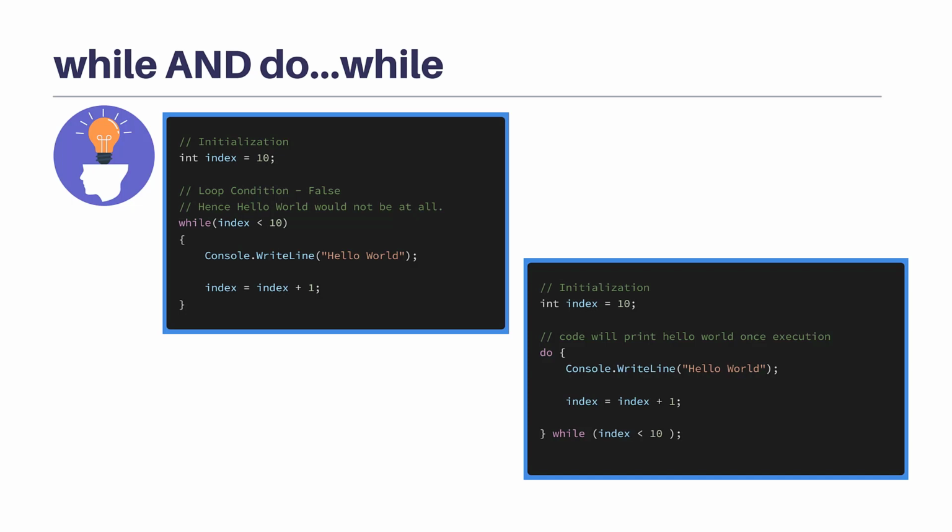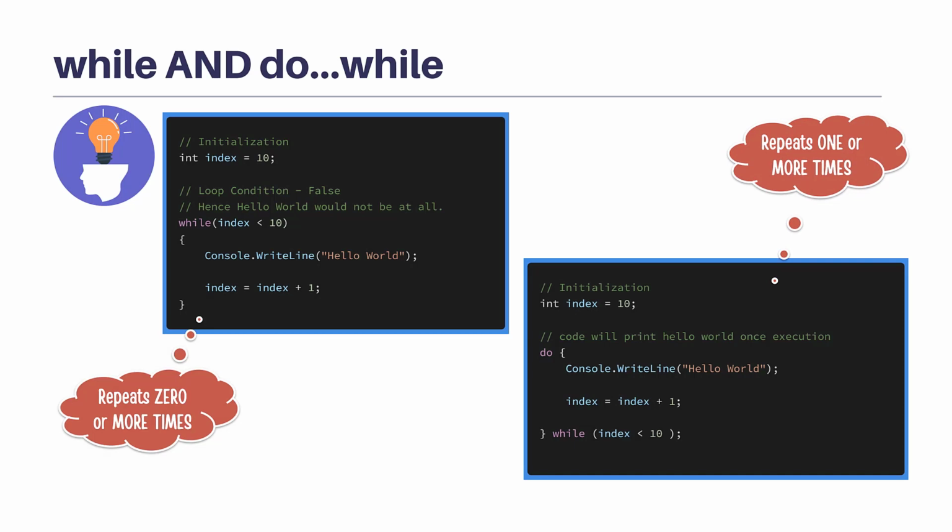The while loop and the for loop evaluate the condition first. That means they will repeat a set of instructions 0 or more times. On the other hand, the do-while loop will execute the body one or more times. I hope the difference is clear now. Let's move on to the next type of loop.